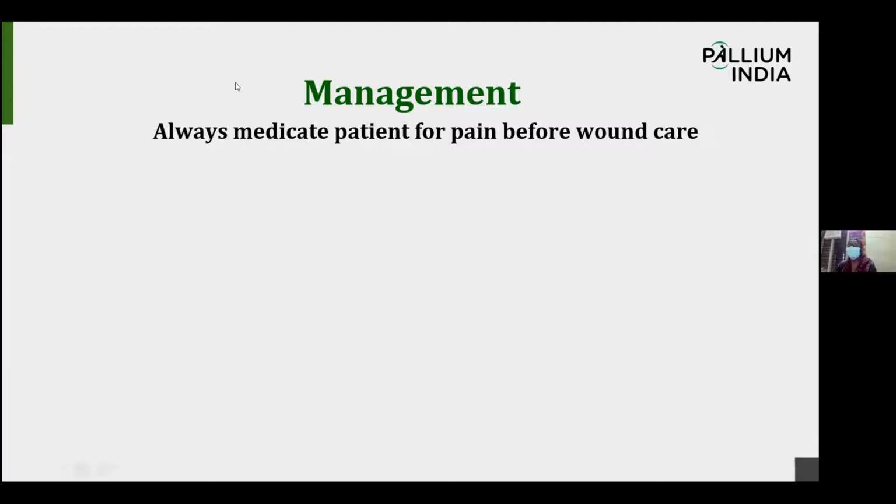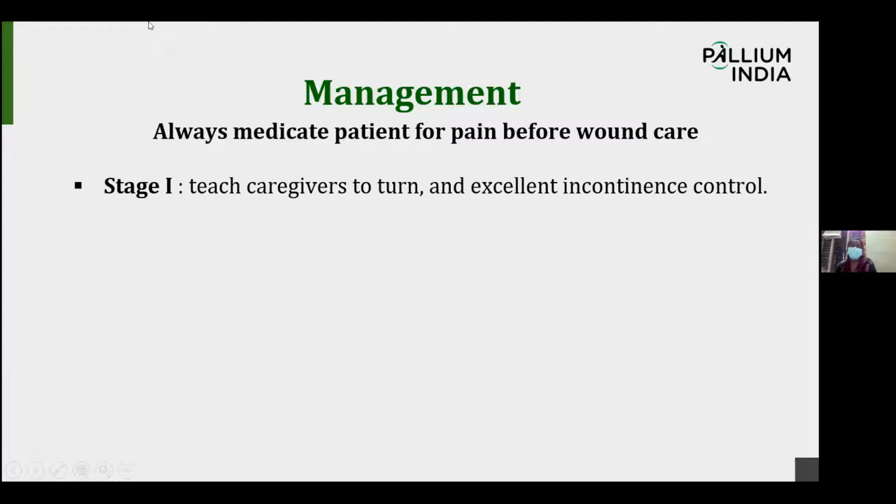Wait for some time, and after that you can give dressings to the patient. And if the patient has a stage 1 pressure ulcer, you have to teach the caregivers about turning techniques and excellent incontinence control. As I said earlier, unrelieved pressure and moisture are the two major causes of pressure ulcer.